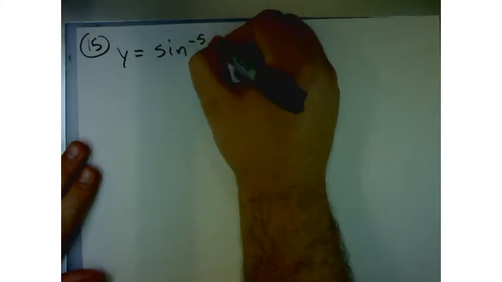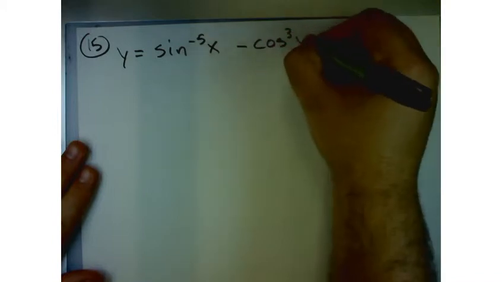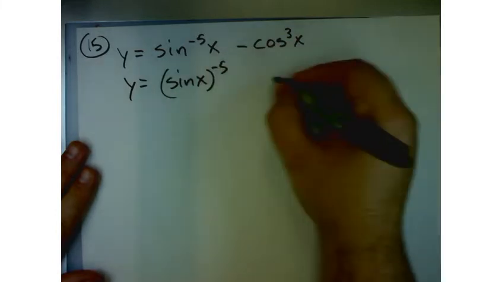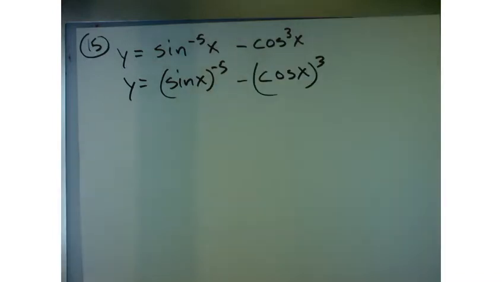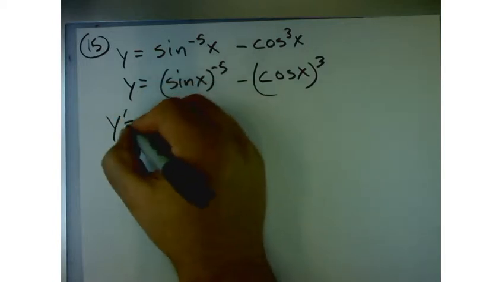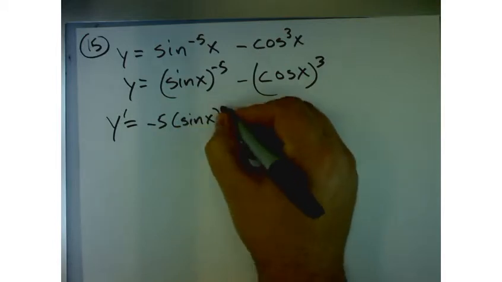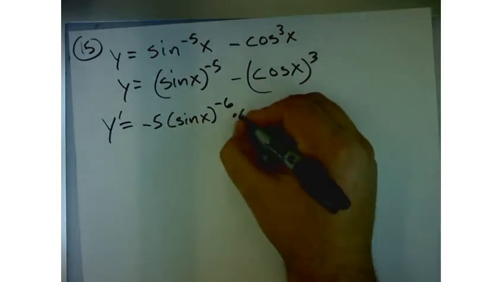For problem number 15, we're given y equals sine of x to the negative 5 minus cosine of x to the third power. So what we're really saying is sine of x raised to the negative 5 minus cosine of x raised to the third power. So y prime would be the negative 5, leave the stuff alone, sine of x raised to the negative 6. But we have to tack on the derivative of the inside. So that would be cosine of x.